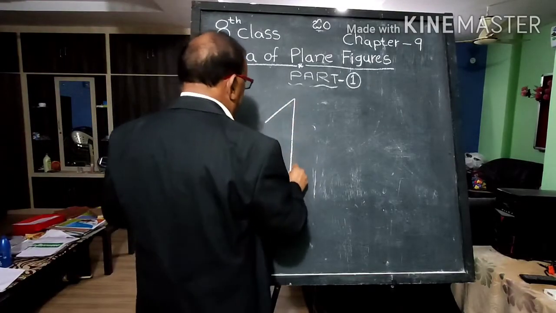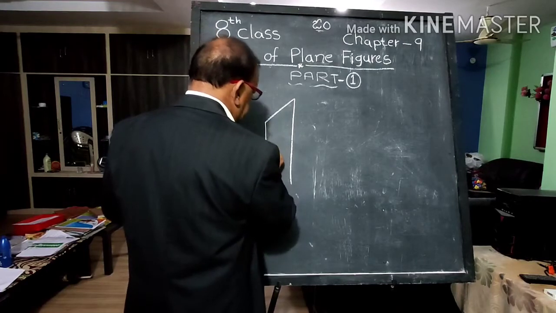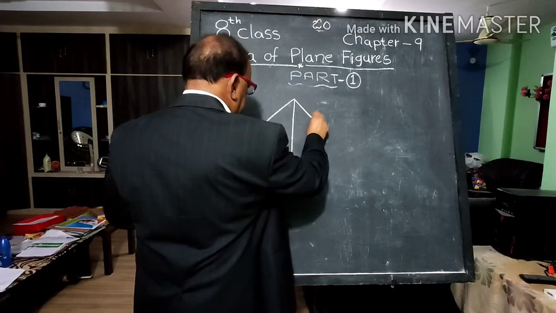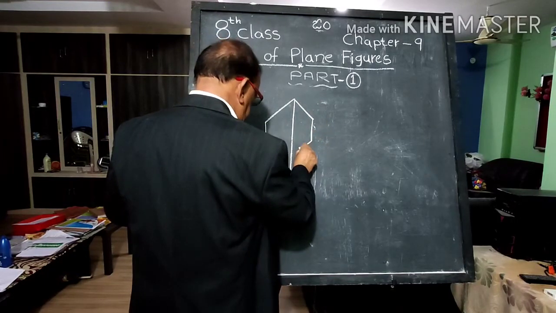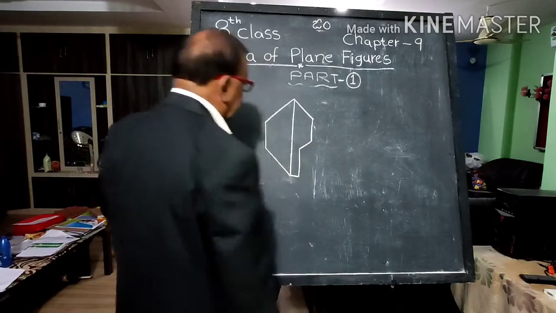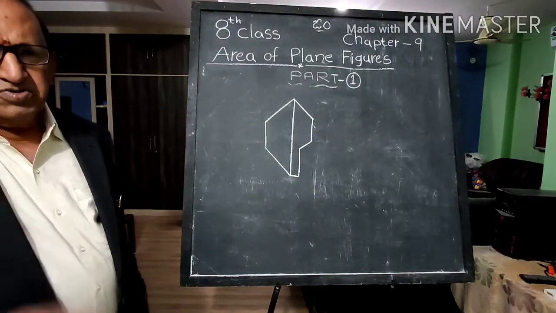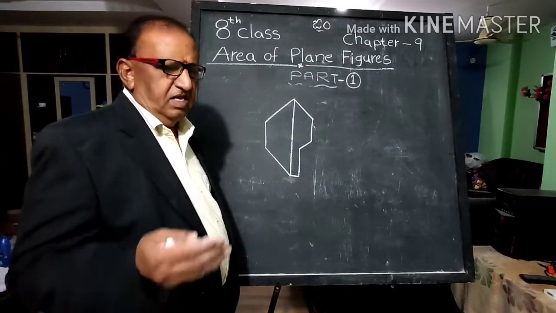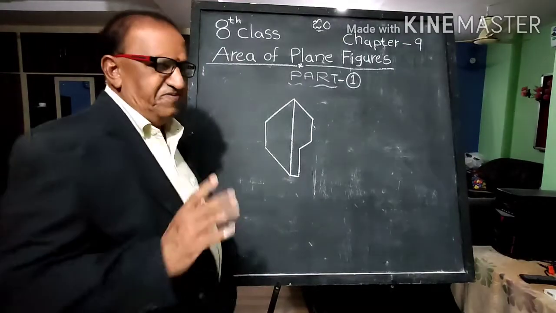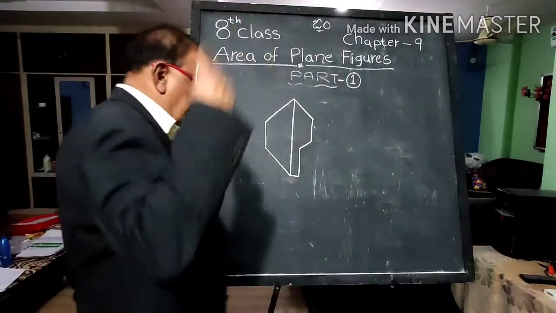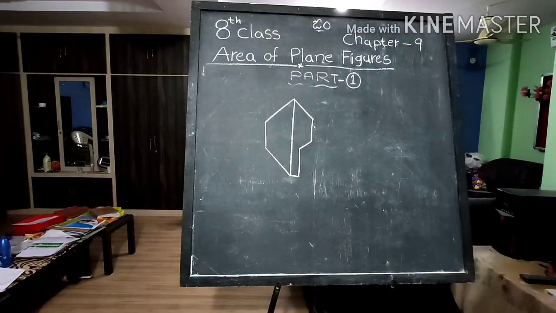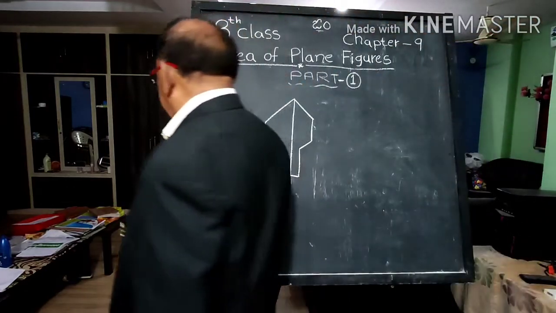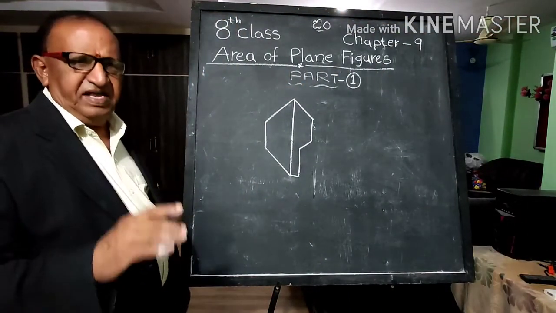Let us say there is a shape like this. Suppose you have a shape like that. I want to find the area of this shape. How do you find the area of this plane figure? It's very easy. Now, by looking at the figure, don't get baffled. Oh my God, my teacher never taught me how to find the area of this complicated figure. It's very easy. It is very, very, very easy.